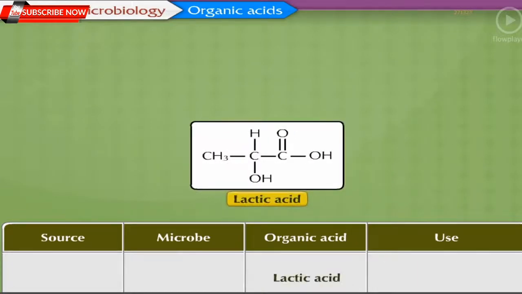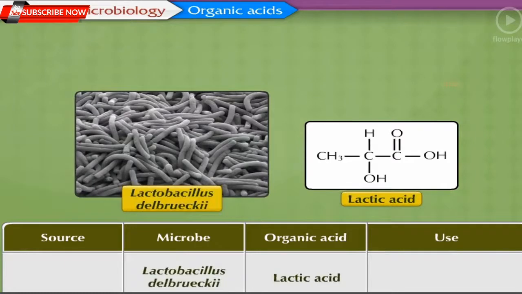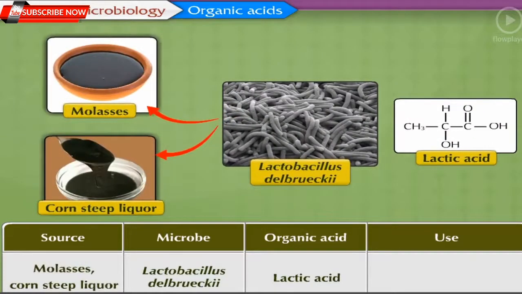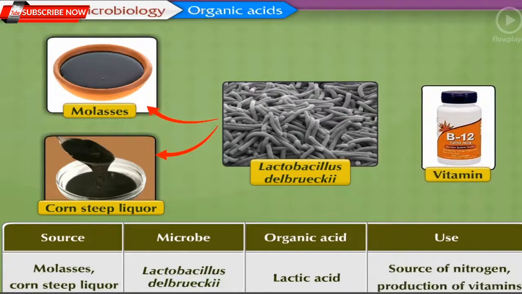Lactic acid is produced by the microbial activity of Lactobacillus delbrueckii. Molasses and corn steep liquor is the source over here. This acid produced is used as a source of nitrogen and also in the production of vitamins.